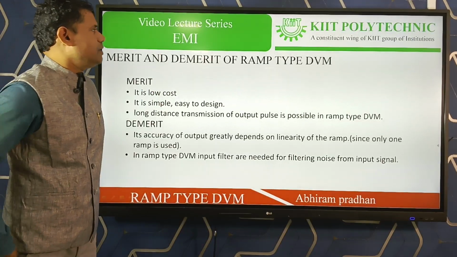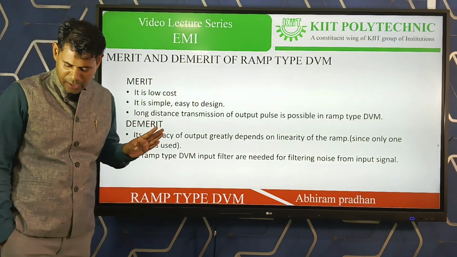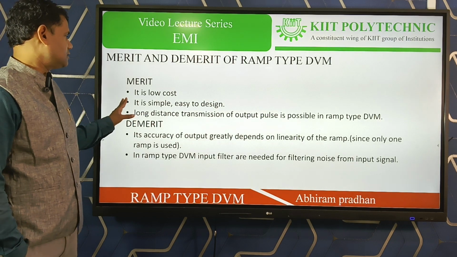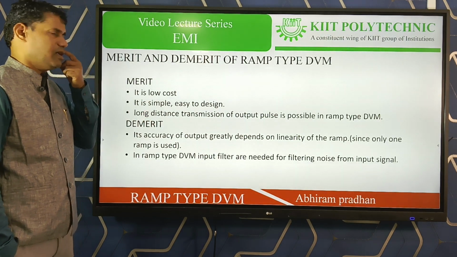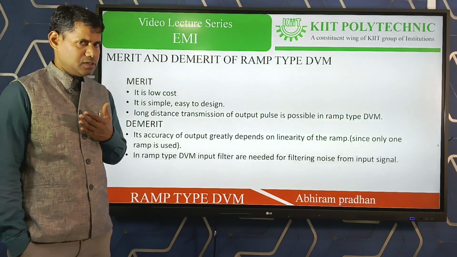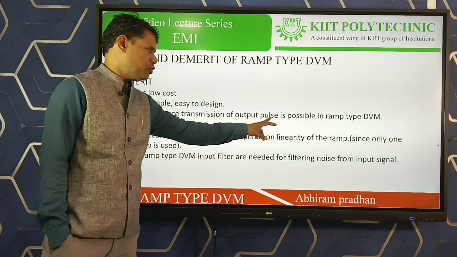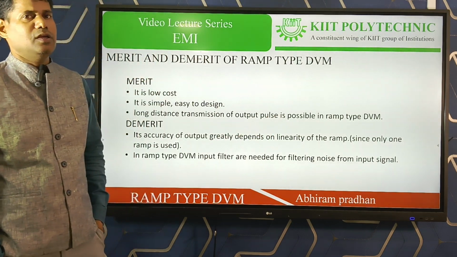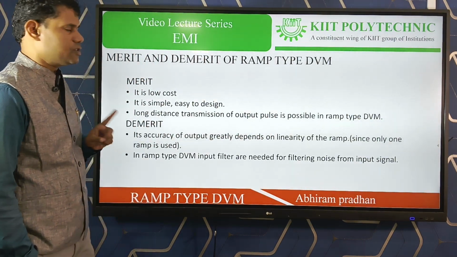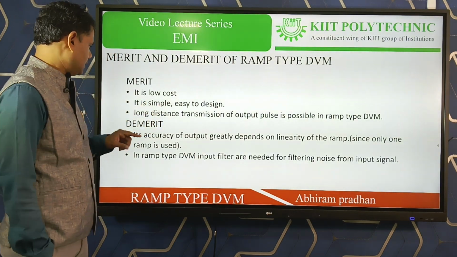Now merit and demerit of a ramp type DVM. Ramp type merit क्या है ना? जनरली रैम्प टाइप डीवीएम में मेरिट यही है, एडवांटेज यही है, it is a very low cost circuit and it is very simple to design. वेरी सिंपल सर्किट है डिजाइन करने के लिए. Then long distance transmission of output pulse is possible in the ramp type. This main advantage is, for long distance measurement it can work, because it gives electrical signals.